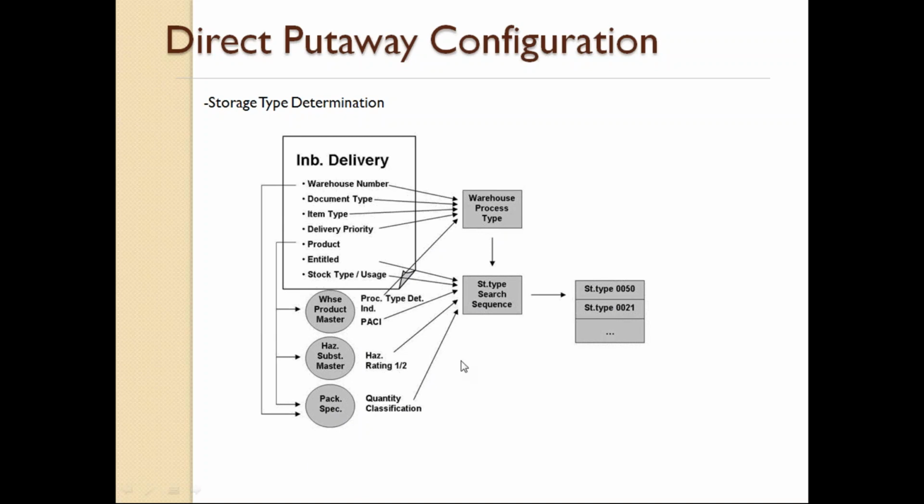So our storage type search sequence is 8003. The first storage type to be searched is 8003. The second one to be searched is 8002.